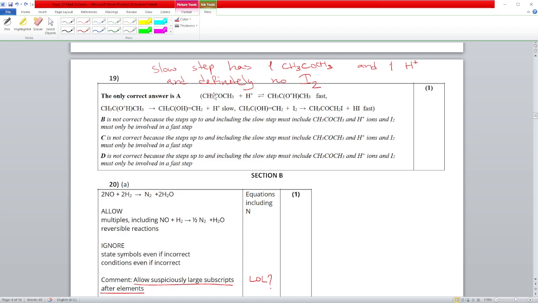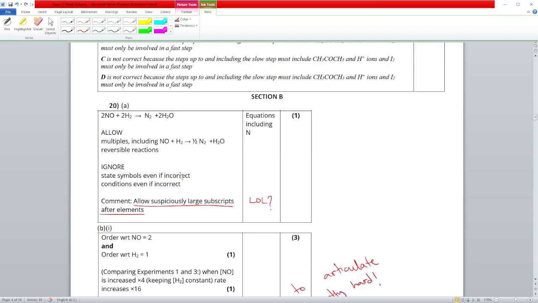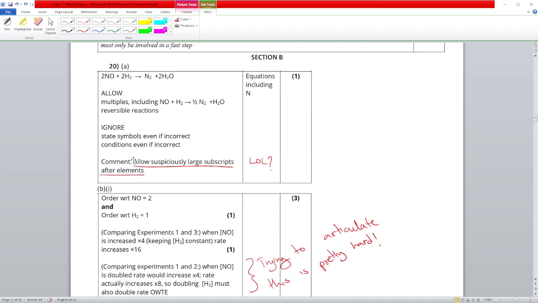The fact that the slow step involves, again, this intermediate chemical that you've never seen before, is less of the thing that you actually use to figure it out than the fact that I2 is not involved in the slow step. I thought this was really funny: "Allow suspiciously large subscripts after elements." Whatever they say, you know? The examiner knows best. So if you ever wrote suspiciously large subscripts, you're in the clear.